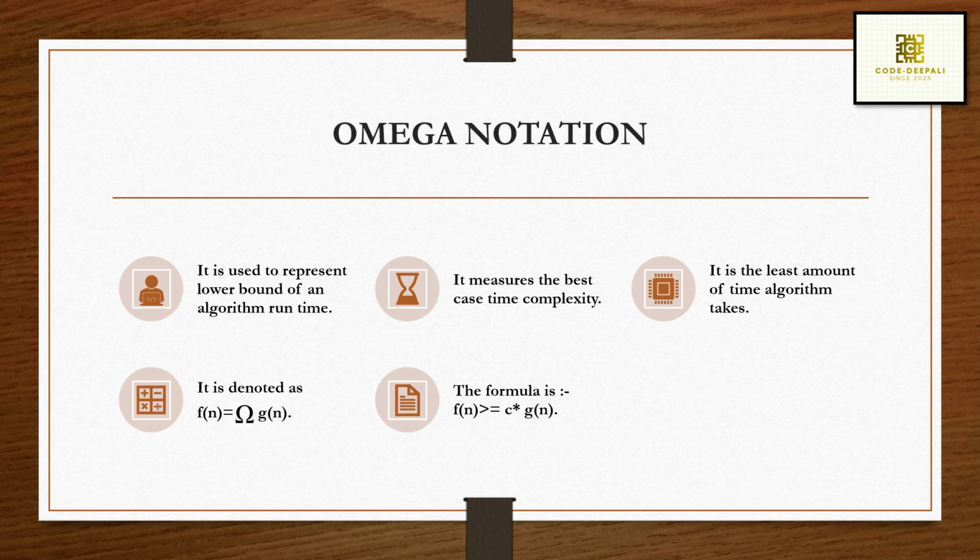What is omega notation? Omega notation is used to represent the lower bound of an algorithm runtime. It measures the best case time complexity. It is denoted as f of n is equal to omega g of n, or f of n is greater than or equal to c star g of n.